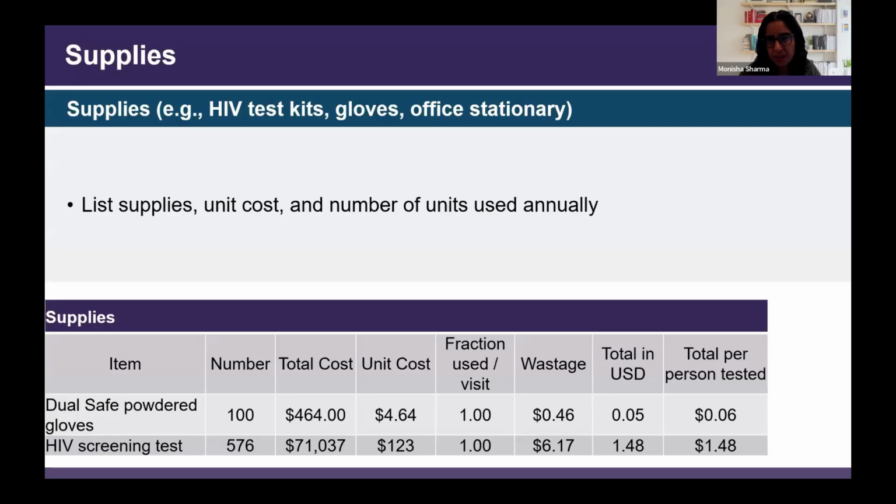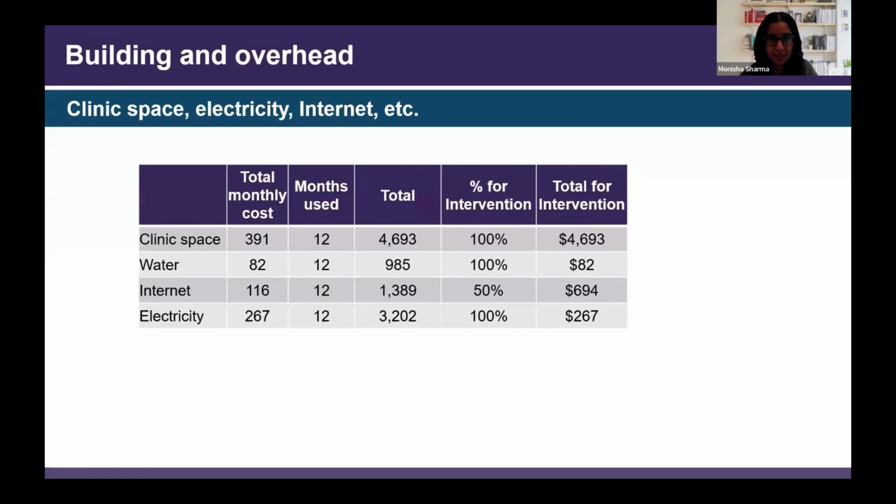And then in terms of supplies, this is just what my spreadsheet looked like. And it's important when you're itemizing this to link it to your client volume. So you probably get a unit cost for like 100 gloves. And then you say, okay, well, then what's the cost of one glove and how many people am I reaching? And that's the total annual cost.